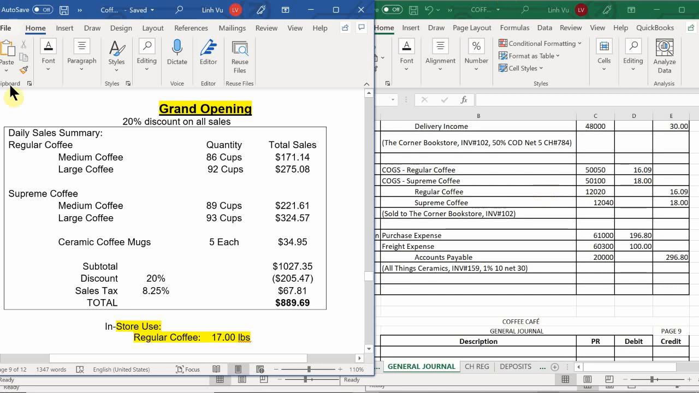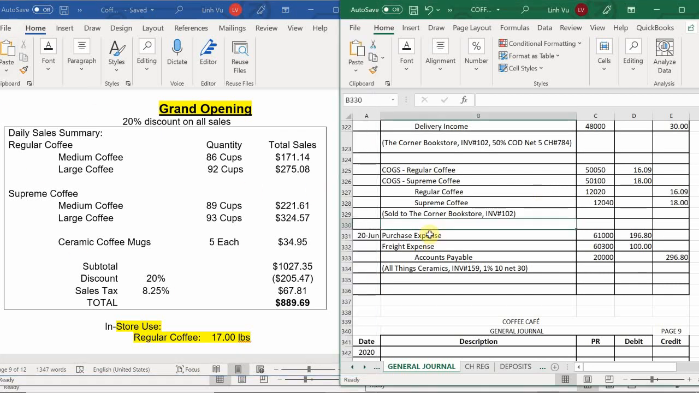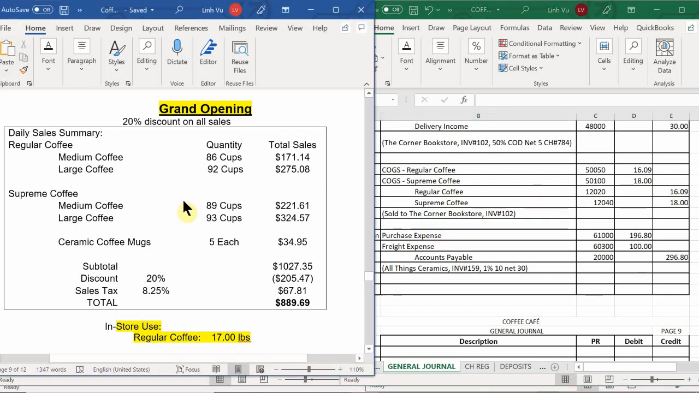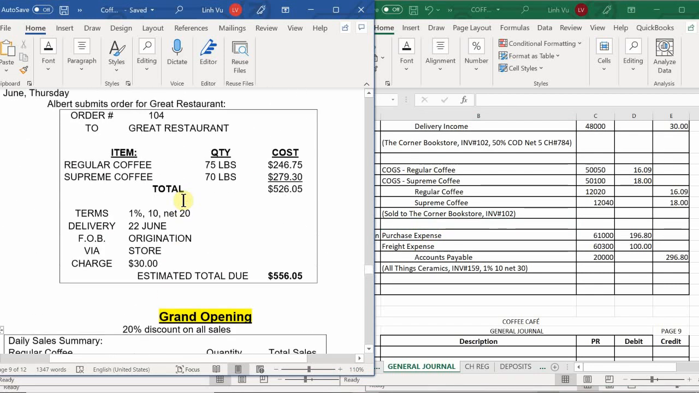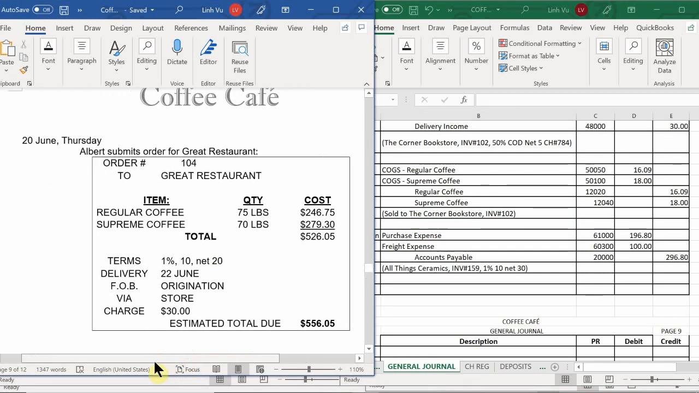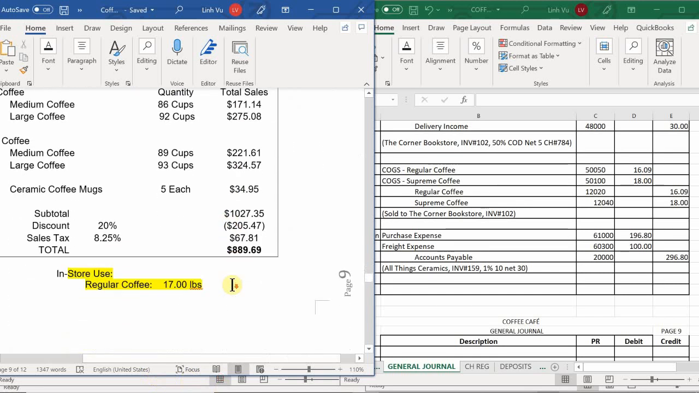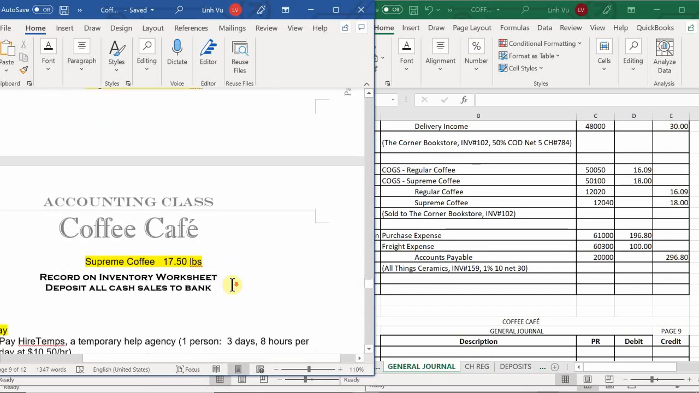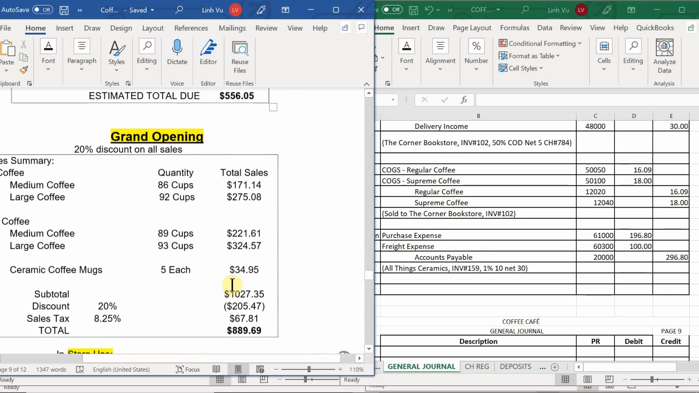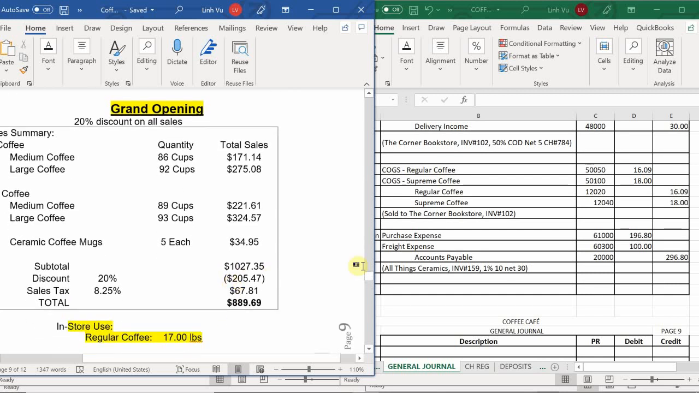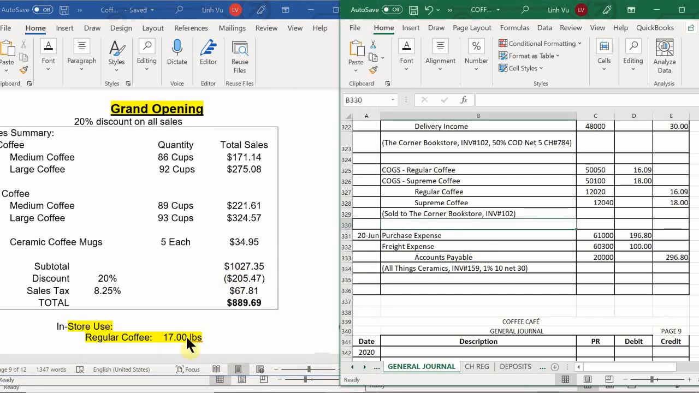Right, so here we left off on finishing up on the 20th, which is our grand opening sales. So making sure this is correct. We're here to do the grand opening sales for the 20th. So here are the figures. What do I need to do? How do I journalize this?